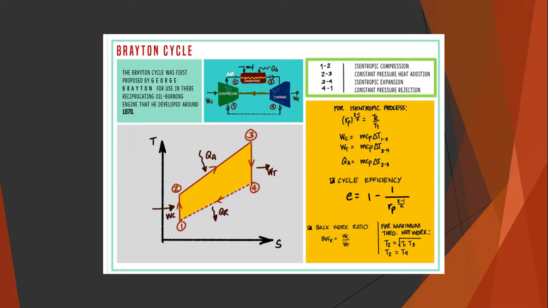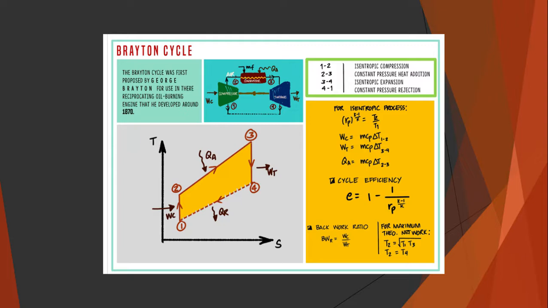Process 1 to 2 is isentropic compression. Process 2 to 3 naman is constant pressure heat addition. Process 3 to 4 is isentropic expansion. And process 4 to 1 is a constant pressure rejection. So, ito yung mga formulas natin for Brayton cycle.